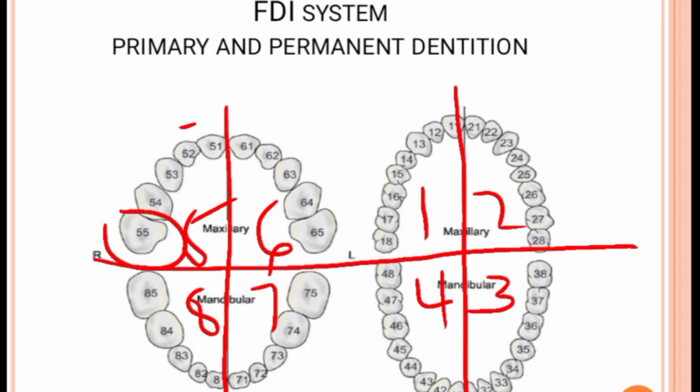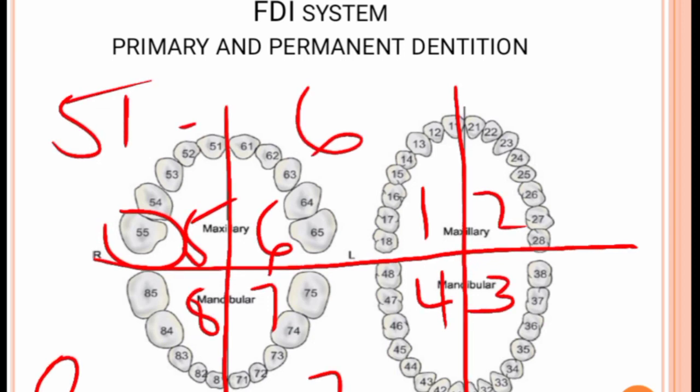But what is this 5 written here? This 5 is the quadrant number. The maxillary upper right quadrant is called 5, the maxillary left is 6, the mandibular left is 7, and the mandibular right is 8. So the maxillary right central incisor you write as 5-1, the maxillary left central incisor as 6-1, the mandibular left central incisor as 7-1, and the mandibular right central incisor as 8-1.